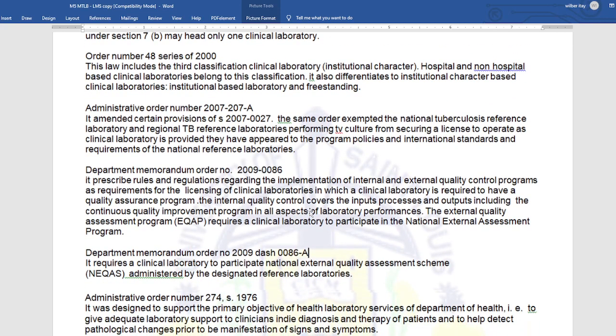Sa Department Memorandum Number 2009 naman, it prescribed the R&R for the implementation of internal and external quality control program, as well as the EQAP. Okay? So, they need to participate sa National External Assessment Program. So, lahat daw ng clinical laboratory dapat may internal and external quality control program. So, kasama siya sa licensing, yung internal and external.